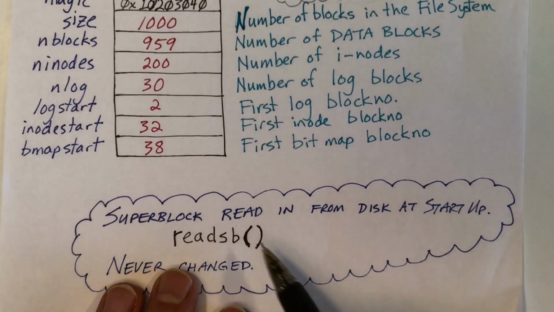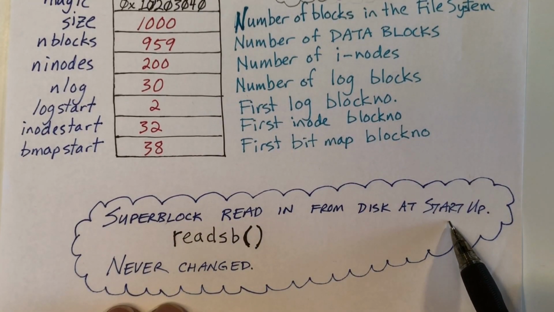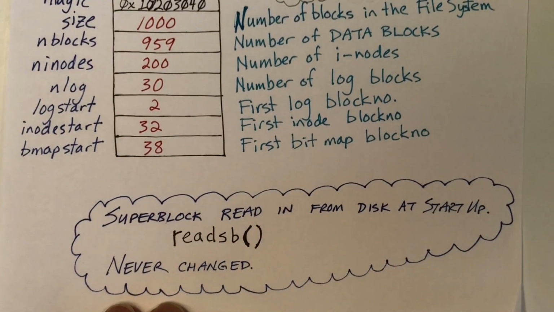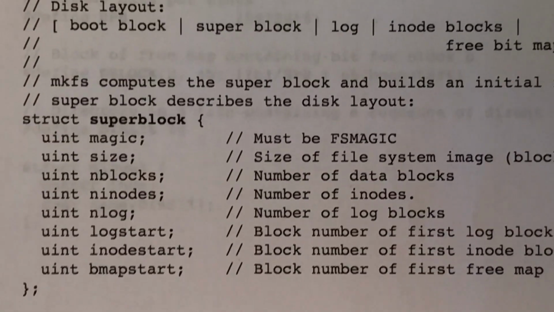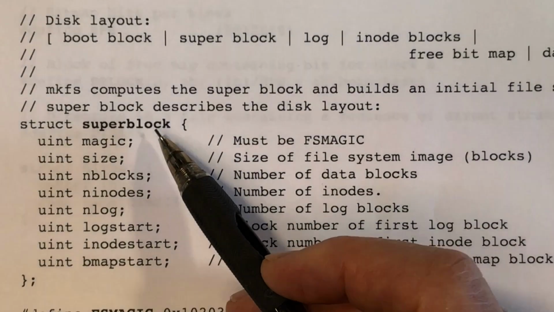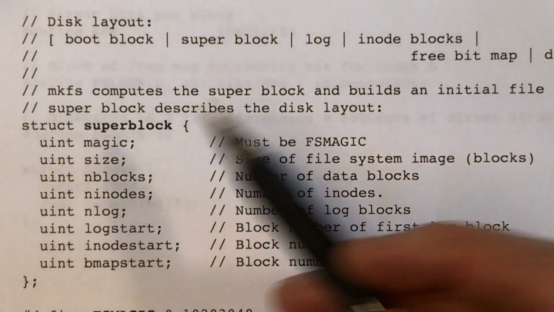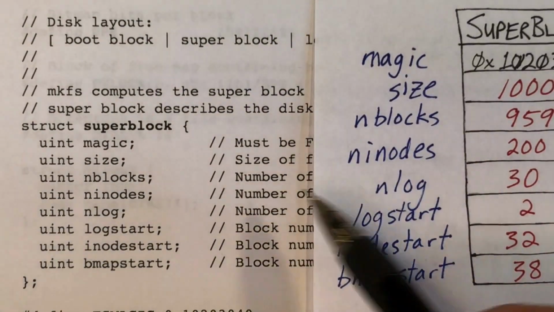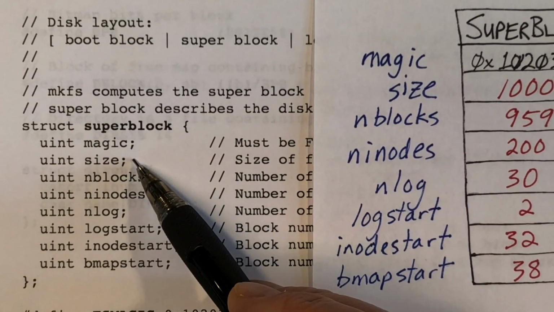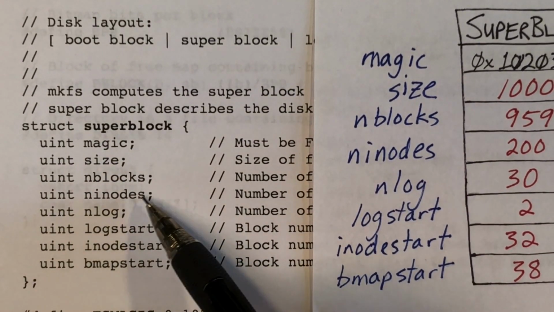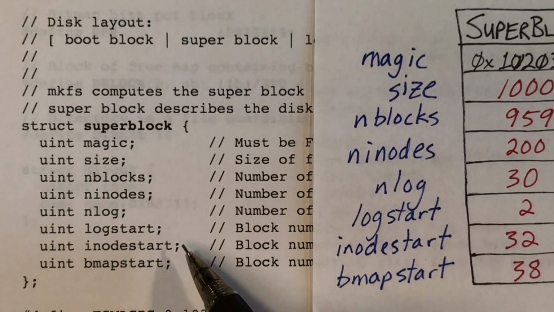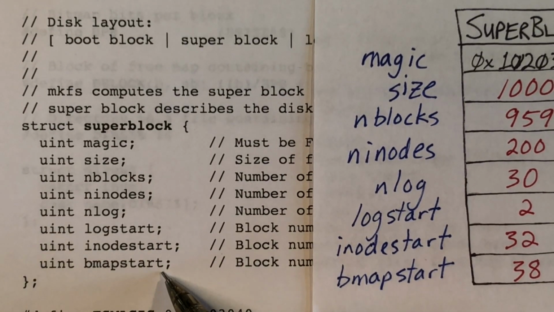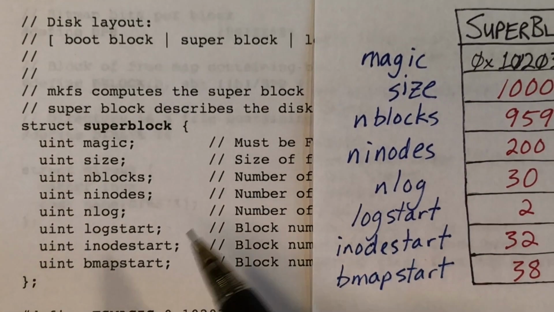So this superblock is read in from disk at startup by this function read sb, and then it never changes. And so here I have the structure that contains these, and you see this is exactly what we saw before. We have the magic number, we have the size, in blocks, the number of inodes, the number of blocks in the log, where the log starts, where the inode blocks start, and where the bitmap blocks start. And so that's read in at startup time.